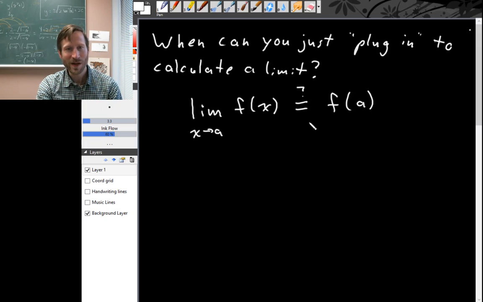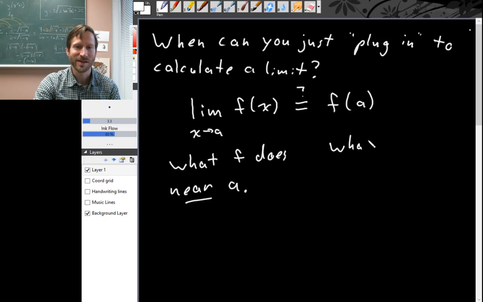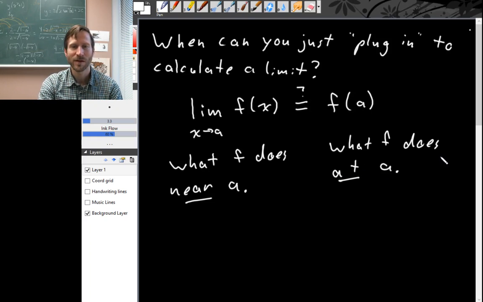So to understand when this is the case, let's describe what each side of this equation is saying. On the left-hand side, this is the limit as x goes to a of f of x. This is what the function f does near the x value a, and f of a is what the function f does at the x value a. So what we want to know is, what does it look like when these two things are the same?